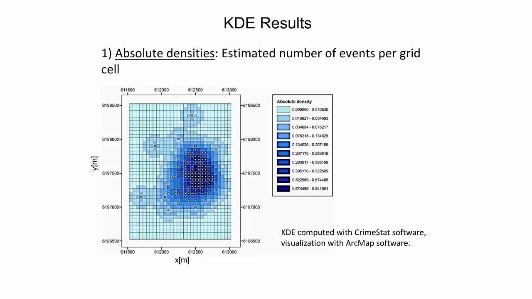The legend shows that the estimated number of events per grid cell varies between 0 and 0.84. The statistics of the grid cells to the right indicates that the sum of the values across all cells is approximately 105. This corresponds to the number of deer sightings in the study area as expected.